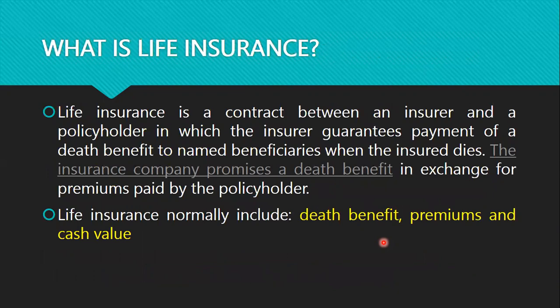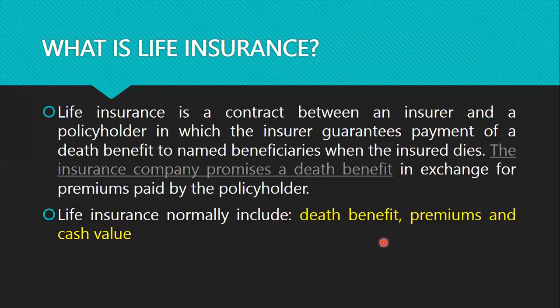Then we have life insurance. That is a contract between the insurer and the policyholder. That is the topic that we are studying right now, in which the insurer guarantees payment of a death benefit to named beneficiaries when the insured dies. What this means is that, for example, if you buy life insurance, you are a person that believes that someday in the future you may use it. Therefore, you have some beneficiaries that are people that will receive certain money after you die, okay?